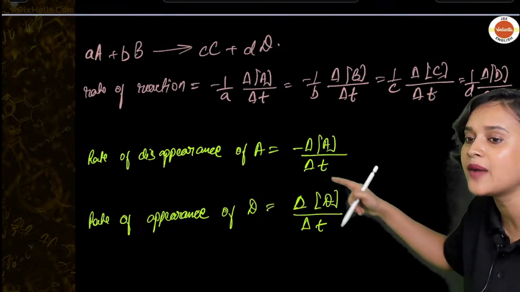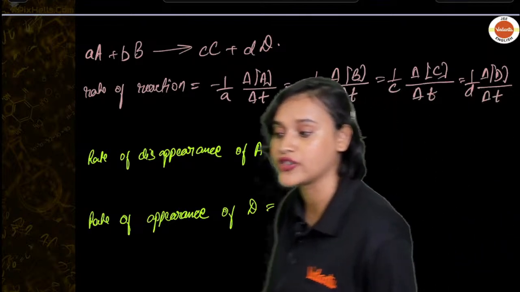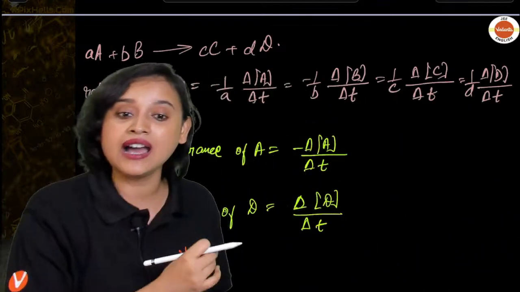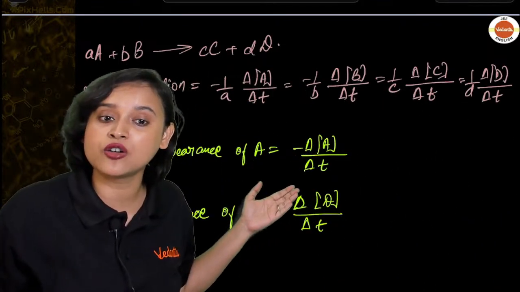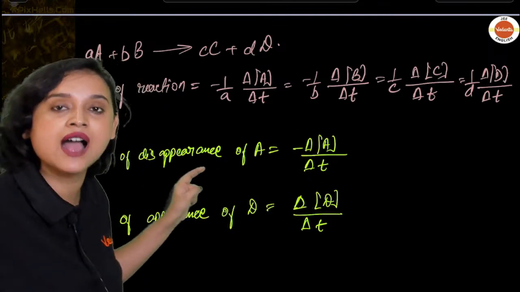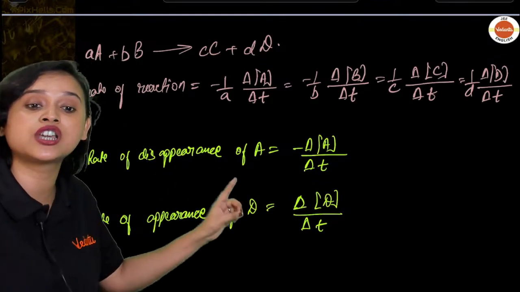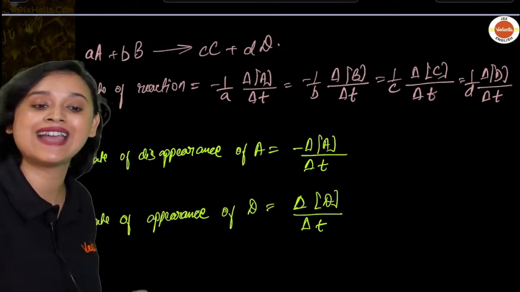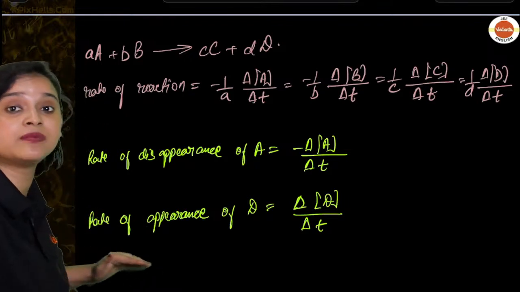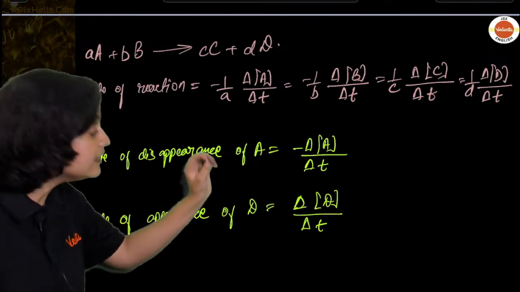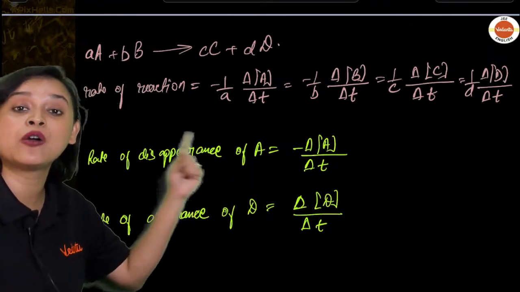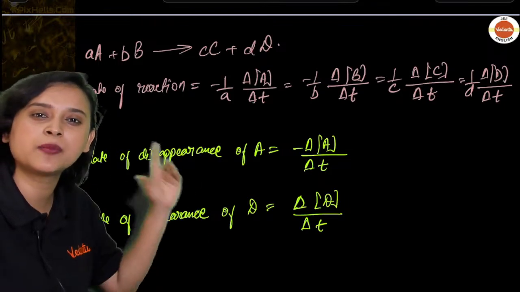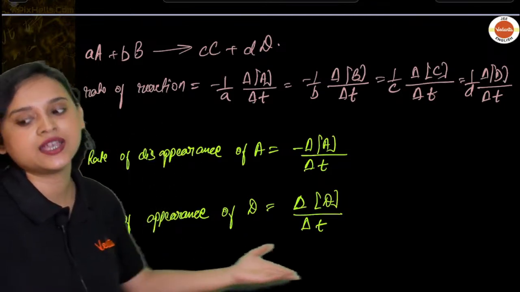See, right here, I am not dividing it by the stoichiometric coefficient. Am I dividing it by the stoichiometric coefficient? Not at all, because I am talking about just one particular species, that is the reactant A. And if I want to write about rate of appearance of D, here also I am talking about one particular species in the product section, hence I am not dividing.